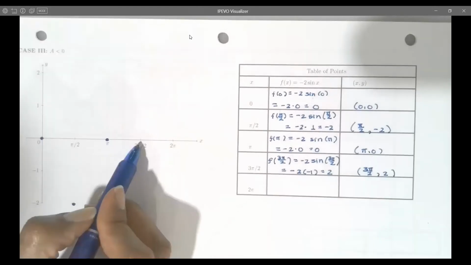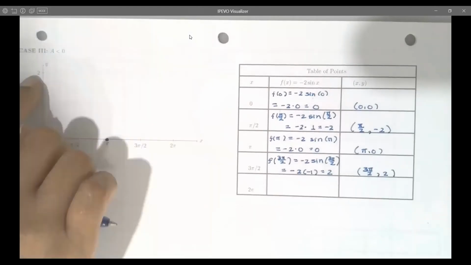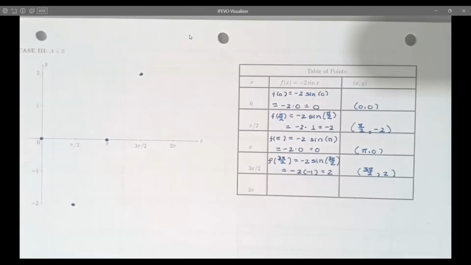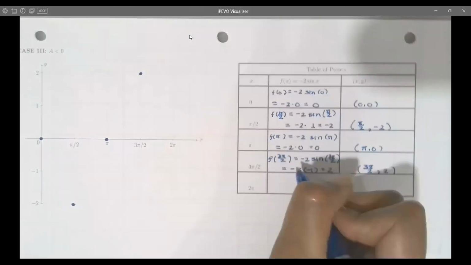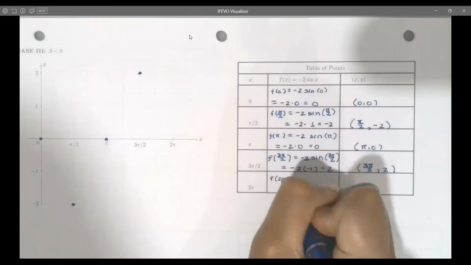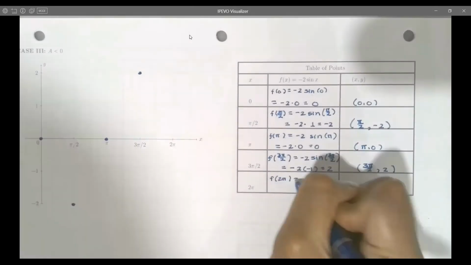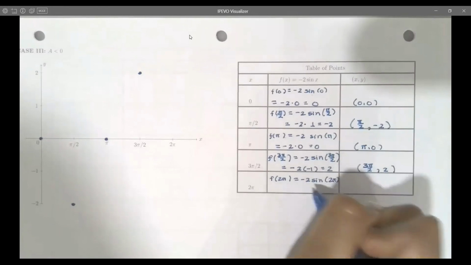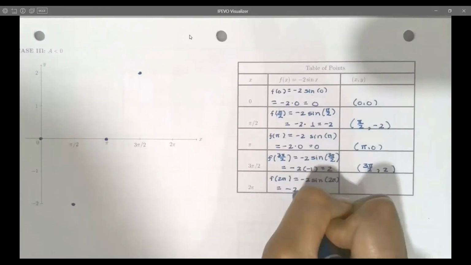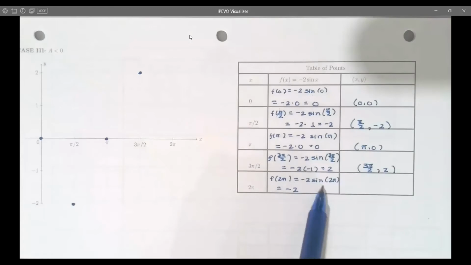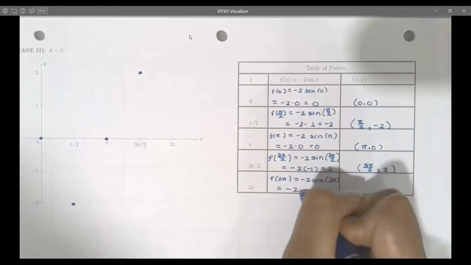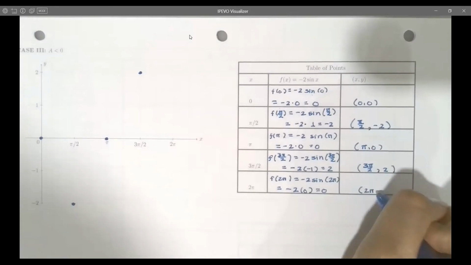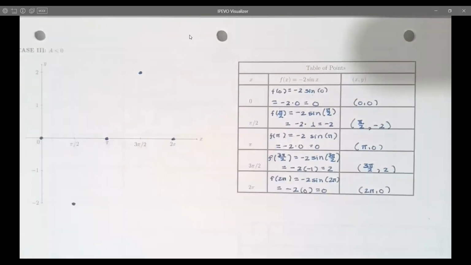Okay, so here's 3 pi over 2. Here's 2. That means that we want to have the point there. And then for 2 pi, repeat the process. We get negative 2 times sine of 2 pi. And that's going to be negative 2 times, what's sine of 2 pi? 0. 0, very good. So we get the point 2 pi comma 0. So this one here.